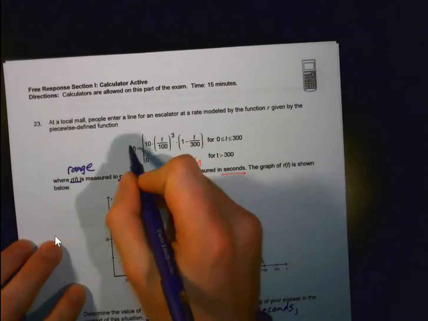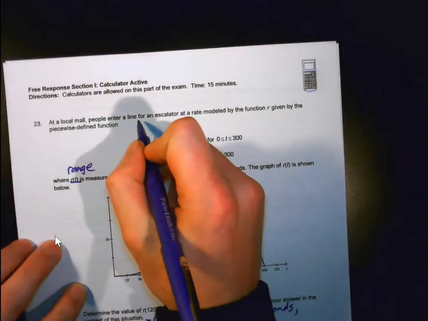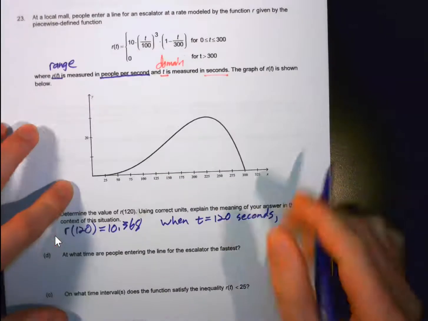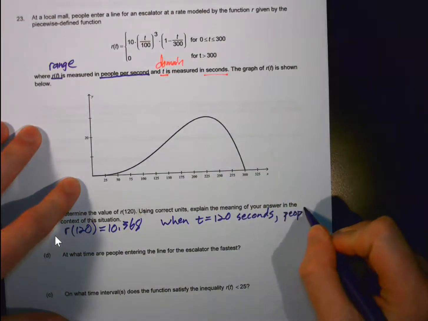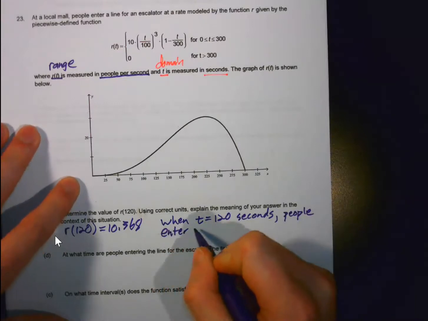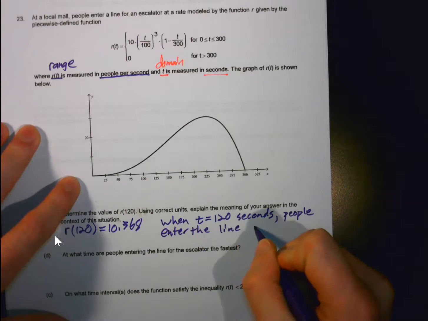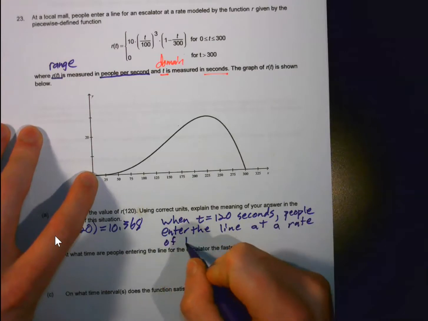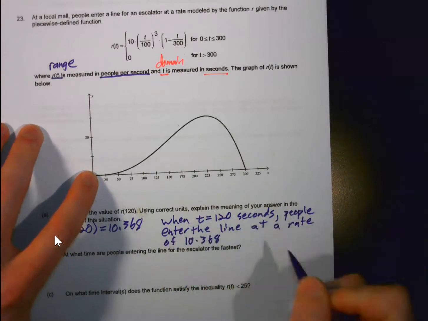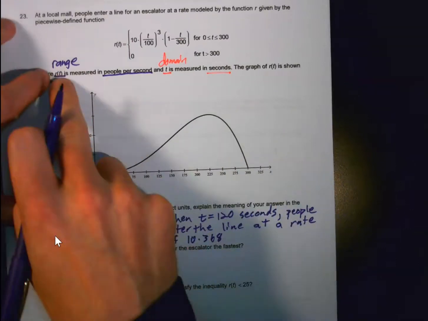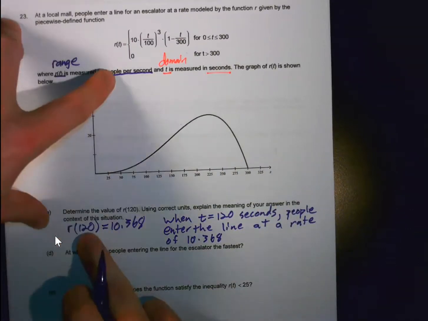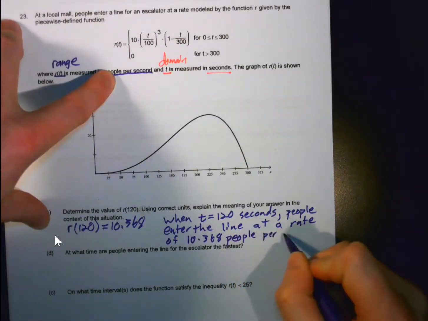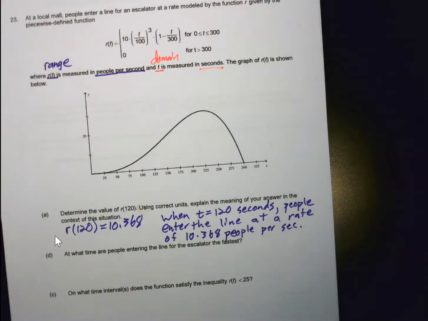The function R of t is talking about people entering a line, but not just the people entering the line, it's talking about the rate that people are entering the line. So let's say that people enter the line at a rate of 10.368, and we have to get our units correct. What's the unit of R of t? It's measured in people per second, so people per sec.